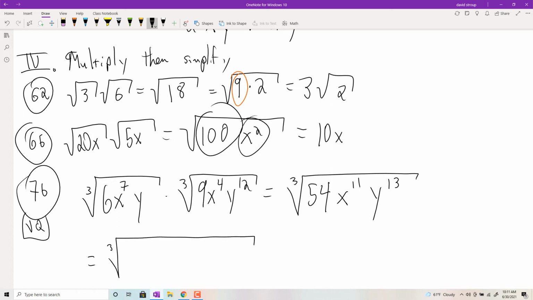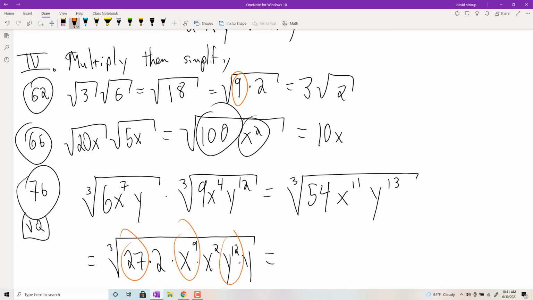54 is 27 times 2, 27 being a perfect cube. X to the 11th, we'll have x to the 9th times x squared. Y to the 13th, I'll make y to the 12th times y. And then visually looking for perfect cubes, those guys right there, march them out. So 3x to the 9 divided by 3 is 3, y to the 12 divided by 3 is 4, and then you get your leftovers, 2x squared y.